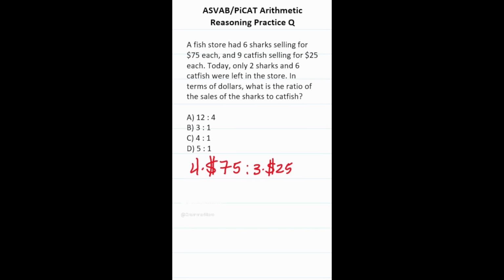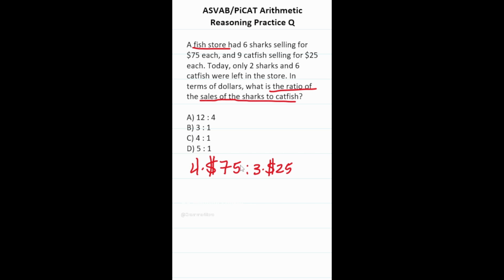This ASVAB PiCAT arithmetic reasoning practice test question, we're trying to figure out what the ratio of the sales of sharks to catfish is in terms of dollars at a fish store. And if you read through this problem, you should be able to pretty easily determine that 4 sharks were sold for $75 a piece, whereas 3 catfish were sold for $25 a piece. So this is our ratio.